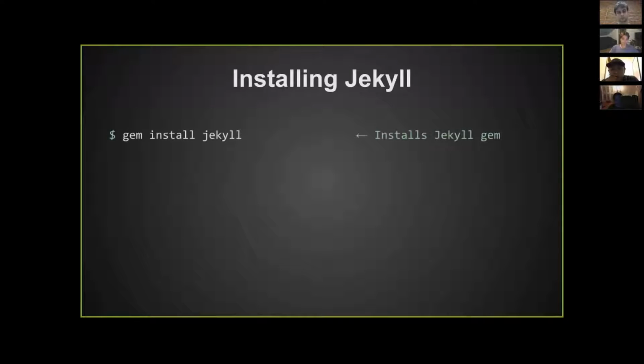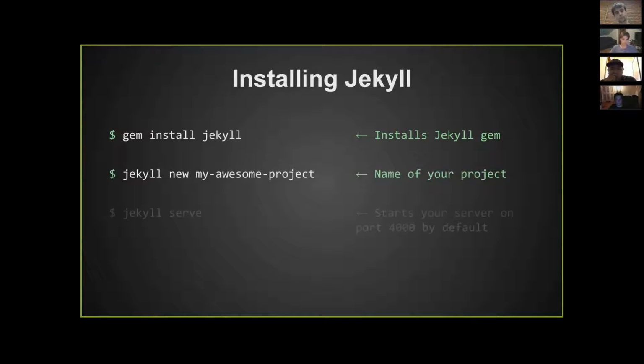Installing Jekyll is super easy. Gem install jekyll, jekyll new and then your project name, and then jekyll serve. So it's not a whole lot different from building out a Rails app. I did run into some common issues with Vagrant, and considering that probably most of us are using Vagrant, I figured it would be good to put these out.